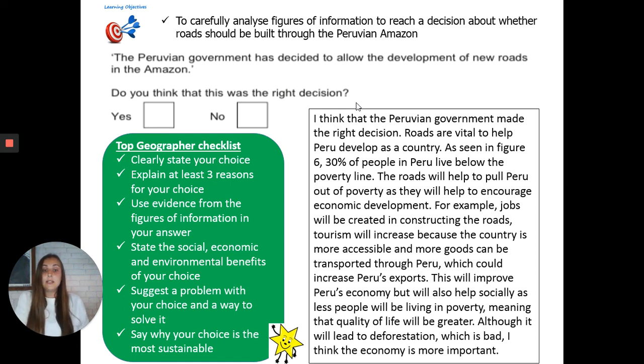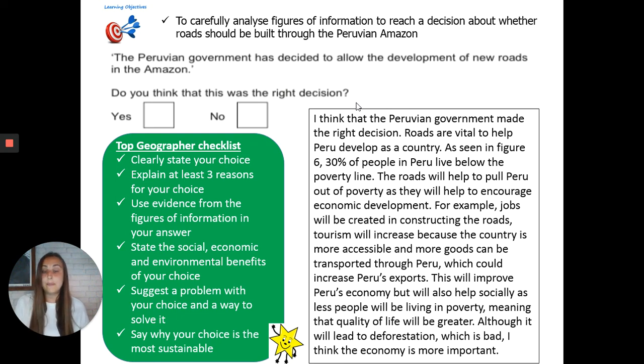So here's just a little bit of an answer for you. I think that the Peruvian government made the right decision. Roads are vital to help Peru develop as a country. As seen in, I've said figure 6 there, but you can say in the fact file, for example, as seen in the fact file, 30% of people in Peru live below the poverty line. The roads will help to pull Peru out of poverty, as they will help to encourage development.